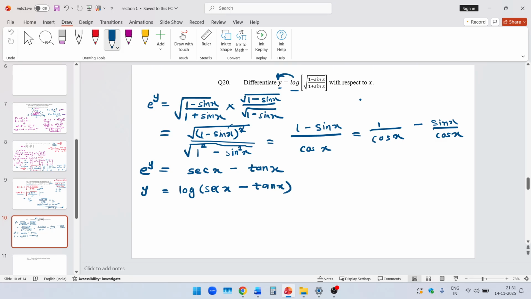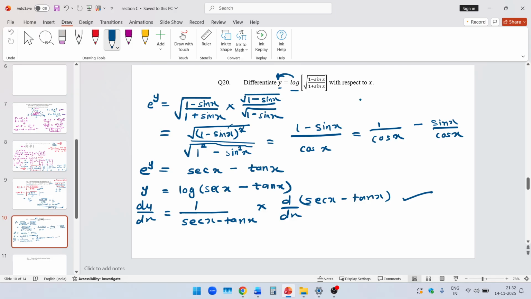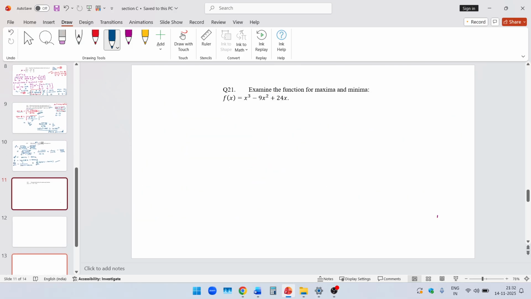Now the derivative is very simple. dy by dx is equal to log of sec x minus tan x is 1 upon sec x minus tan x times d by dx of sec x minus tan x. Derivative of sec x is, I think I should leave it to you. It is very easy, and you can find the derivative of sec x minus tan x, put it at the numerator, divide it with sec x minus tan x. This is the answer. Let's move on to the next question.